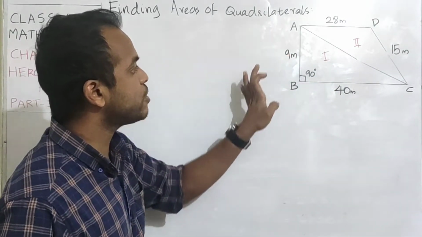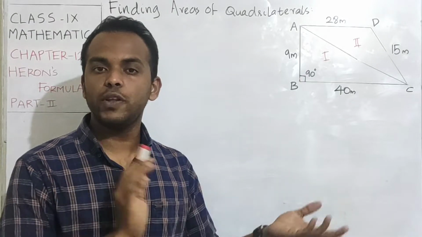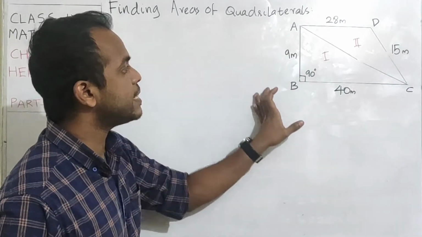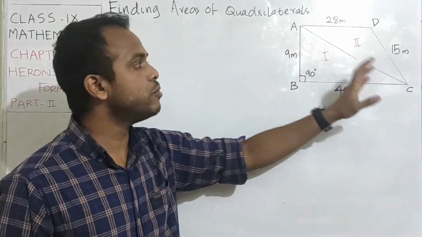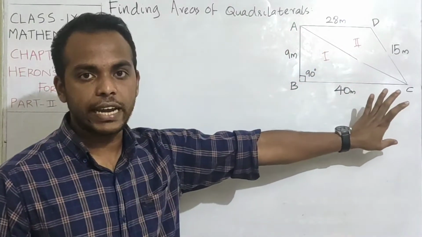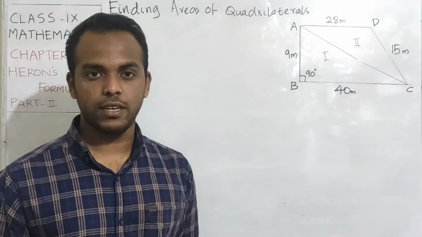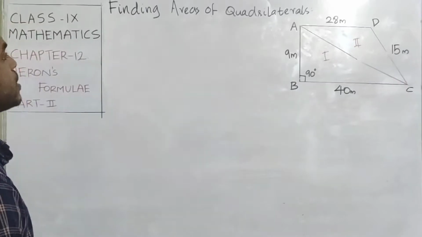To find that, we just need to find the area of the first triangle. Do we need to apply Heron's formula here? No, we can directly write because that's a right angle triangle. All we need to do is find the area of the triangle. But before that, it's better to find the length of AC right now. So we'll first take that step.